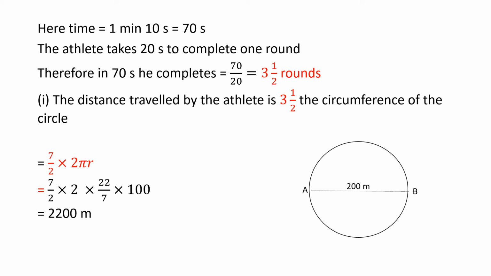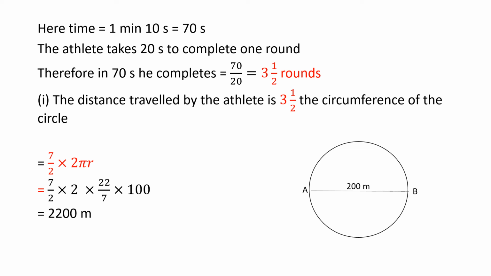Now one round is the circumference given by the formula 2 pi r. So 3.5 rounds is 7 upon 2 into 2 pi r. Putting the value of pi, and r is 100. Why? The diameter was given as 200, so r is 100. Calculating we get 2200 meter. So the athlete has run 2200 meter in 70 seconds.